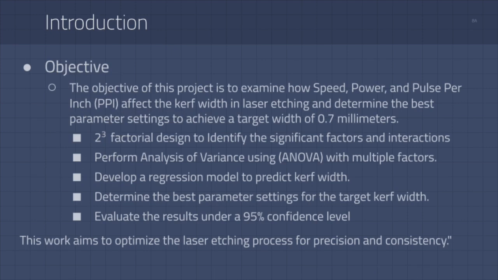The objective of this project is to examine how speed, power, and pulse per inch, or PPI, affect the kerf width in laser etching and determine the best parameter settings to achieve a target width of 0.7 millimeters. To achieve this, we used a 2 to the power of 3 factorial design to identify the significant factors and interactions affecting kerf widths. Perform analysis of variance using ANOVA with multiple factors.